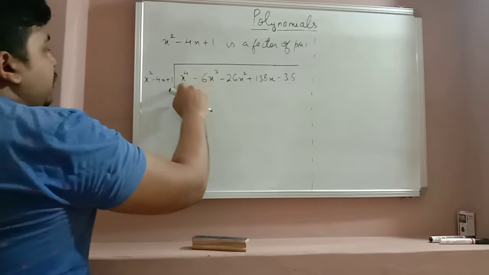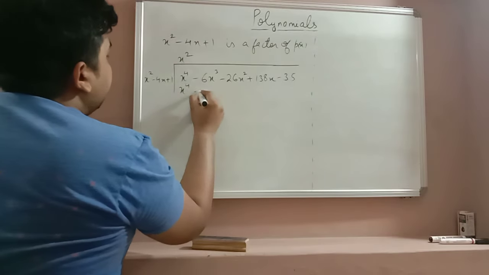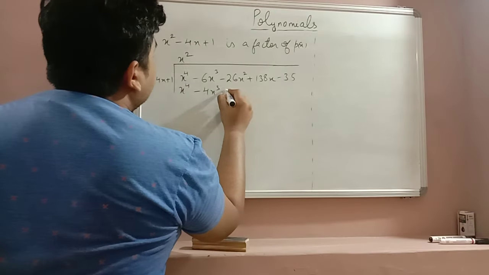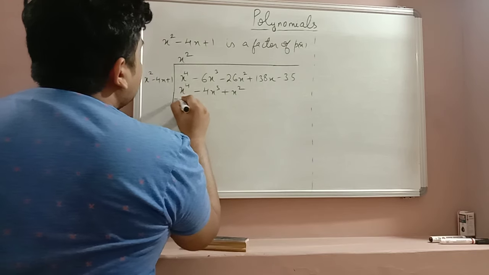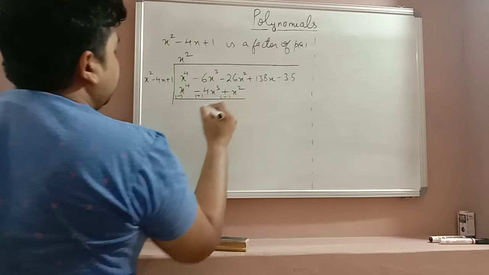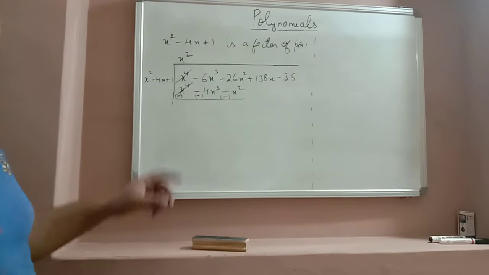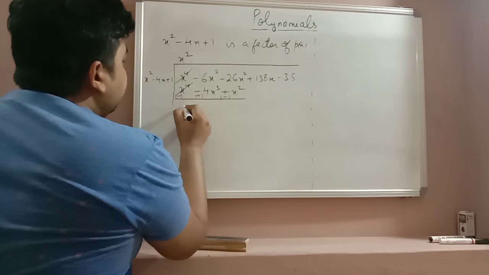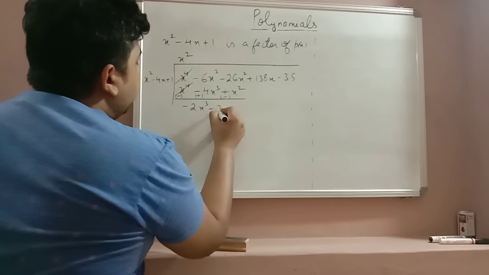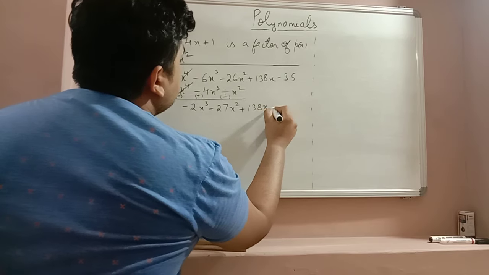Here there is an x square. In order to get x to the power 4, I need an x square here. So this will turn out to be x to the power 4 minus 4x cube, minus 4x into x square, and plus 1 into x square, that is plus x square. So on subtracting, the signs will change. This will turn out to be minus, this will turn out to be plus, and this will turn out to be minus. X to the power 4 and x to the power 4 get cancelled. We are left with minus 2x cube and minus 27x square, and I note down the rest of the terms, 138x minus 35.